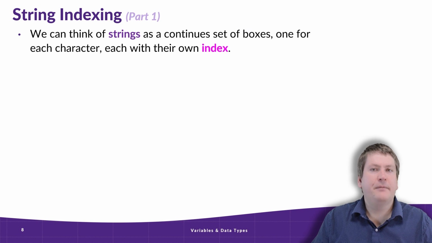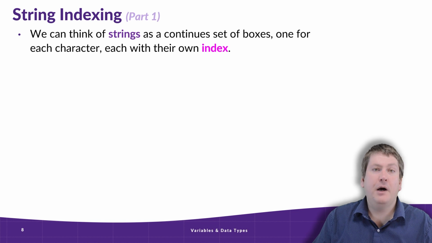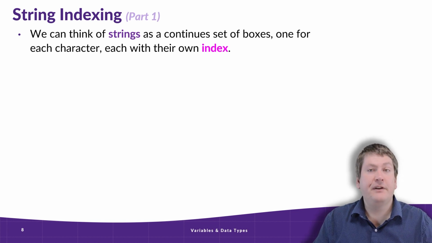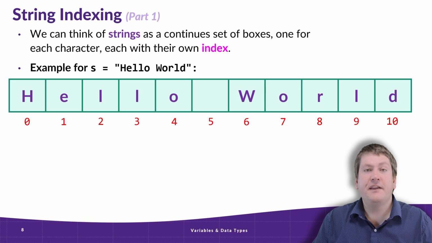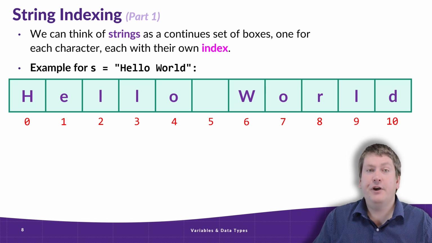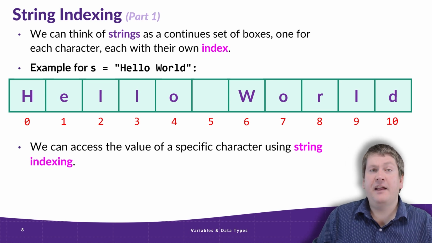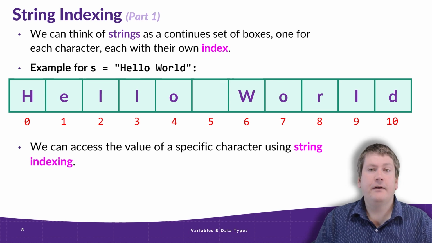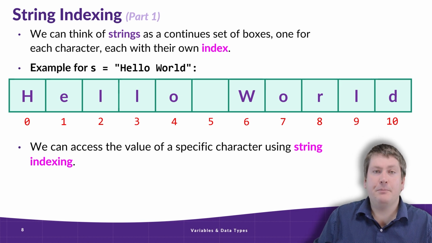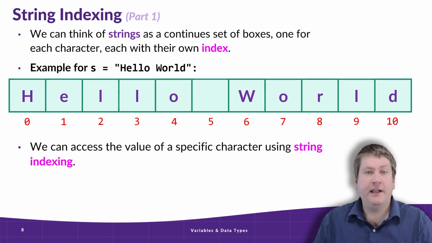And one of the most important concepts to understand about strings is indexing. We can think of strings as a continuous set of boxes, one after another, that each stores a single character. Each of these boxes is given a unique number to identify it, starting at 0 and going up by 1 for each character. We call this number the string's index. In this example on screen now, for the string hello world, we can see that each character gets its own numbered box, including the space character. And we can use that index to access a specific character or value in the string. For example, index 6 would be a capital W, and index 0 would be the capital H.